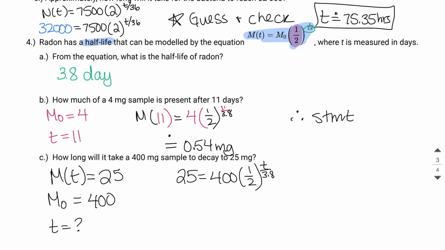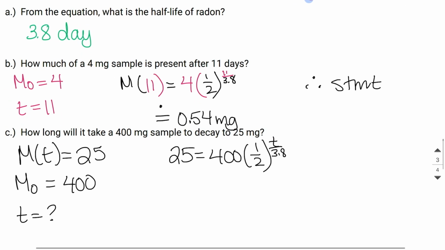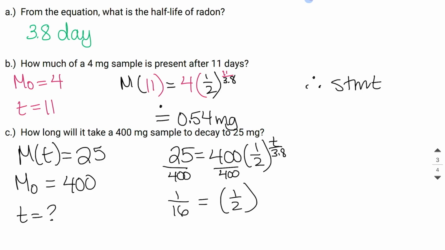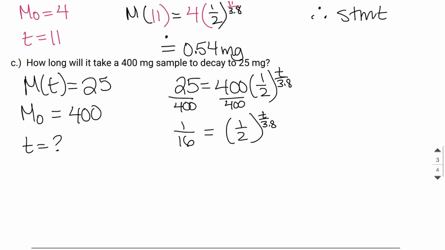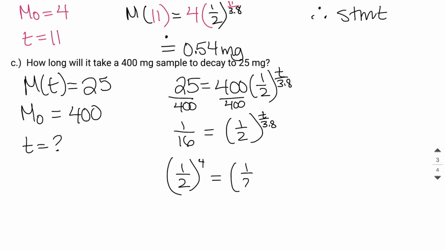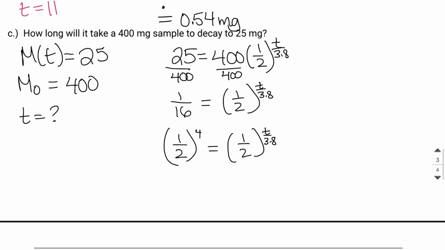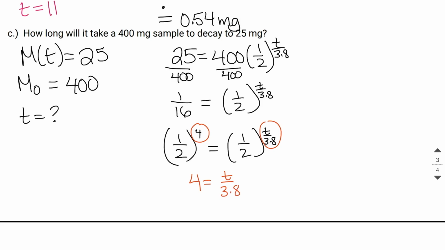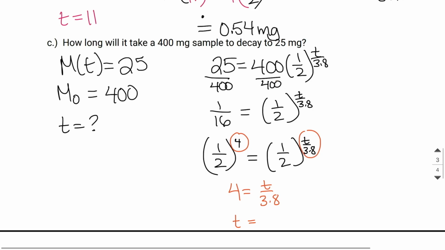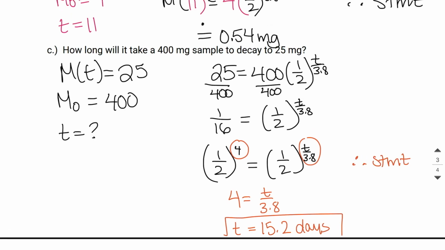And then I actually want to solve this one algebraically, because this one turns out nicely in a way that I can actually solve it algebraically, and I'll show you how. So divide both sides by 400, and you get 1 over 16. And this is 1/2 to the power of t over 3.8. Well, 1 over 16 is the same thing as 1/2 to the power of 4. So here, now we can just set our exponents equal to each other. Multiply both sides by 3.8, and it would take 15.2 days. And don't forget your therefore statement. So that means right here that it would take 15.2 days.